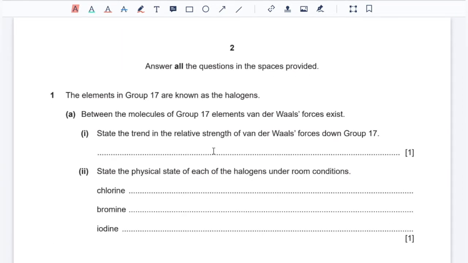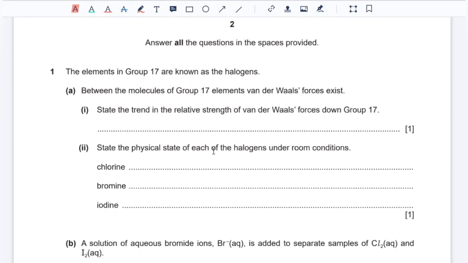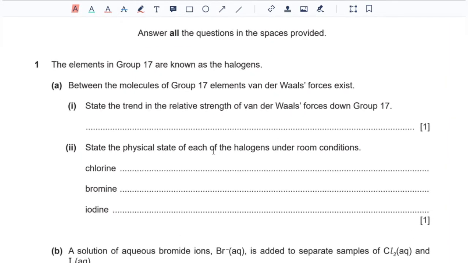1. The elements in group 17 are known as halogens. A. Between the molecules of group 17 elements, van der Waals forces exist. 1. State the trend in the relative strength of the van der Waals forces going down group 17.